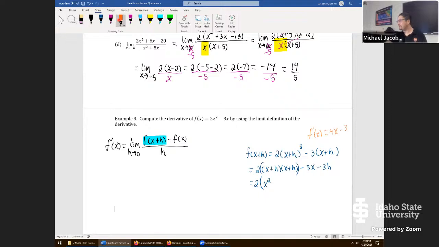You can save a step if you think in these terms. This is x times h. This is h times x. They're like terms, so you get from those 2 orange arrows 2hx. Then finally, last multiplication is just h times h for h squared. So plus h squared, I forgot the squared, there it is, minus 3x minus 3h. Does that look right to folks so far?